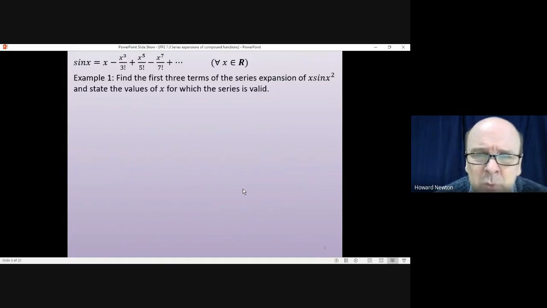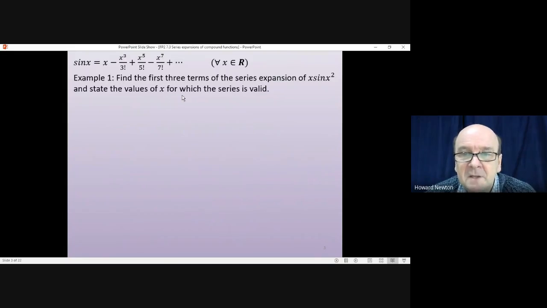Okay, let's have a look at how this works out in practice. So that's the series expansion for sin x. Find the first three terms of the series expansion of x times sin x squared, and state the values of x for which the series is valid. Well, x is just x, and then we'll be multiplying that by the series expansion when we substitute in x equals x squared. Now, it never feels very clever with substitutions when you substitute one letter with the same letter, but it frequently happens in these questions. So instead of writing x, we'll be writing x squared.